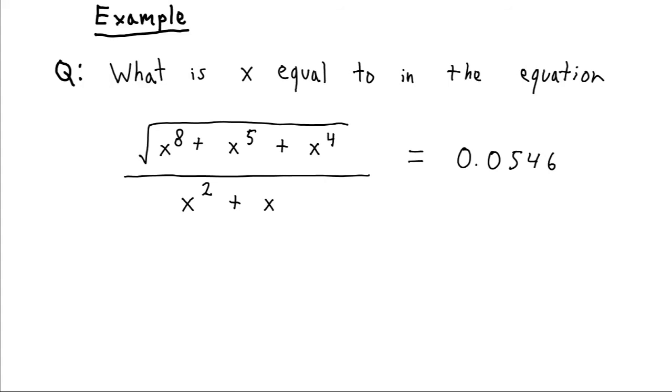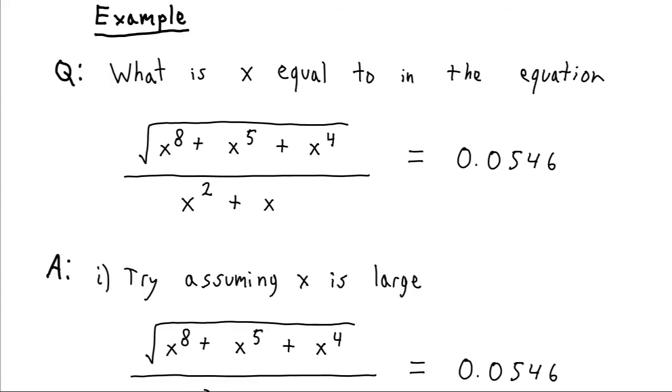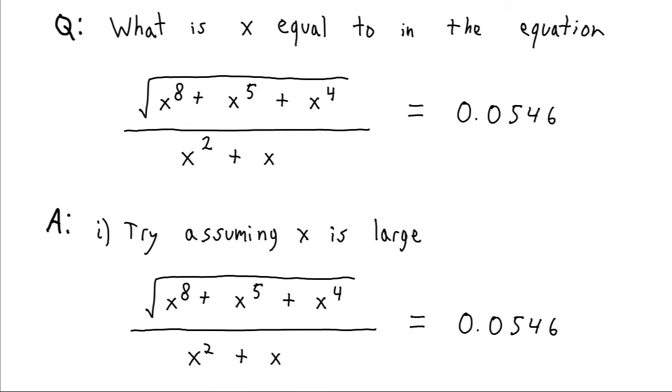Let's start by assuming that x is large. Now, if we assume that x is large, then we can start canceling out some terms here. So if x is large, that means x to the fourth power is going to be much larger than x to the fifth or x to the fourth. So those aren't even going to matter. Likewise, x squared is probably going to be a good amount larger than x. Certainly if x is very large, that will be true.